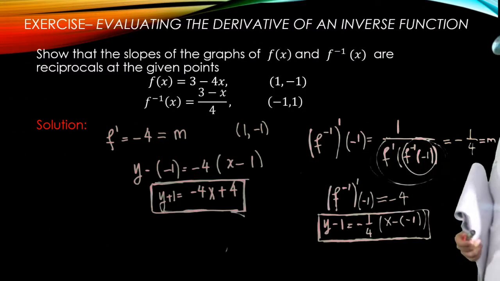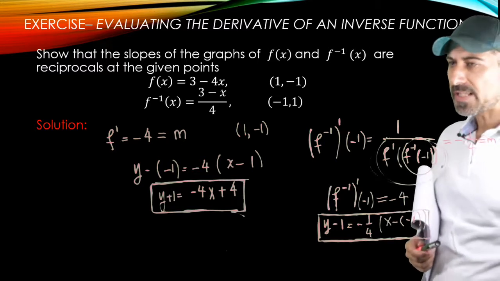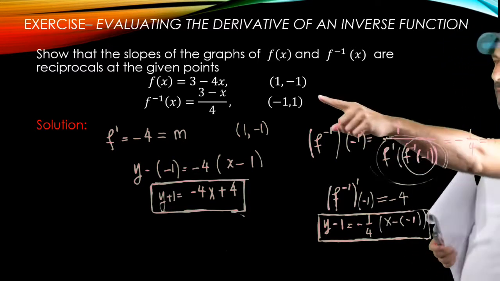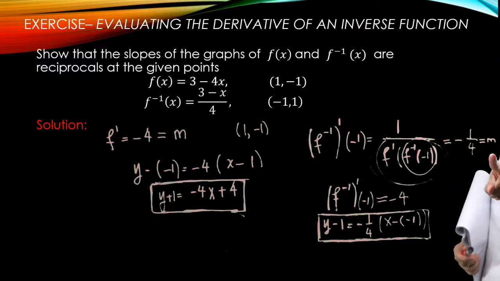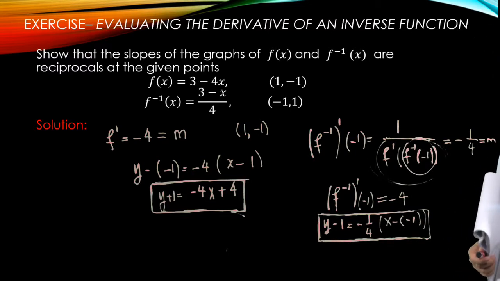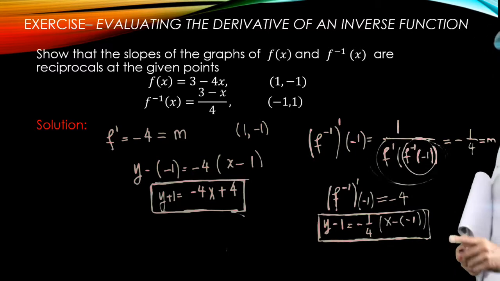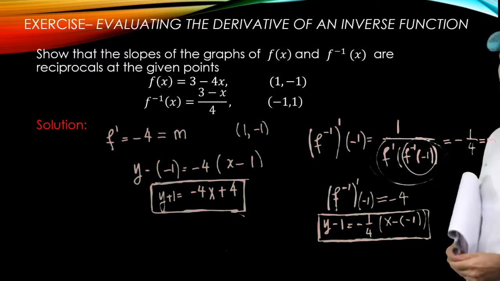We have now two equations of tangent lines. One comes with the slope -4, and the other one comes with the slope -1/4. And we can easily observe here that the slopes are reciprocals of each other.